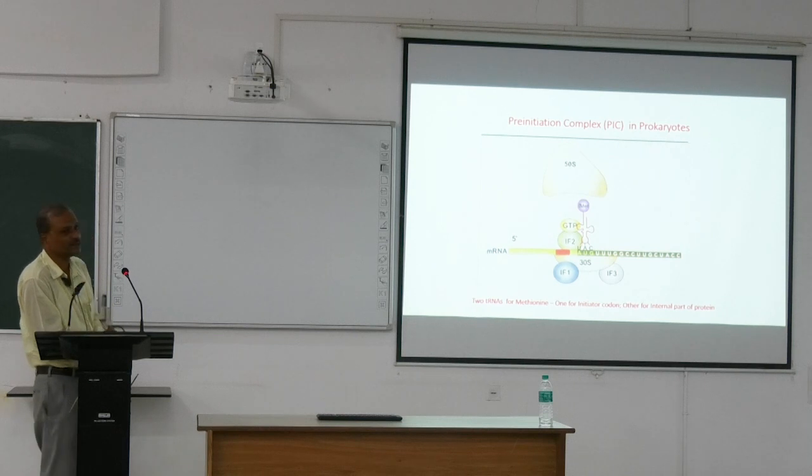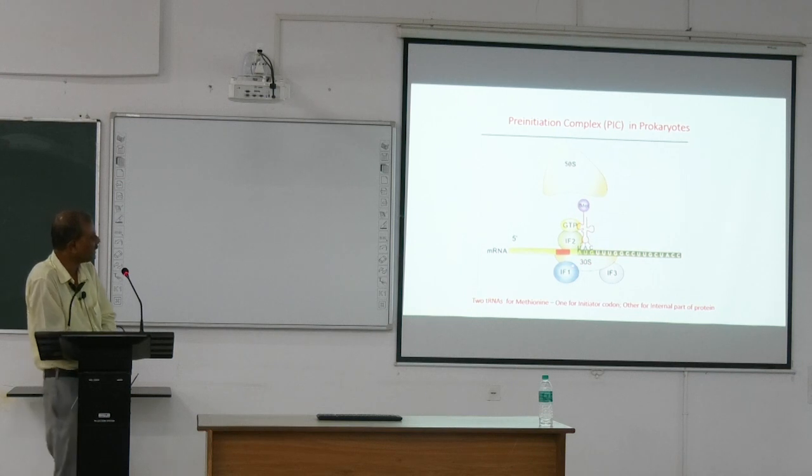So this is the pre-initiation complex in prokaryotes. You see that mRNA is there, the 50S ribosome is there, and the 30S ribosome is here. The 30S ribosome combines with IF2, IF1 and IF3 and with formyl methionine, and it pairs with the AUG, that is the start codon.